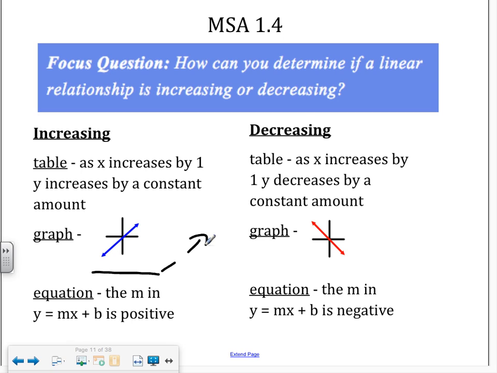For decreasing, as x increases by 1, y decreases by a constant amount. The graph, as you go from left to right, will be decreasing. The equation, the m in y equals mx plus b, is negative.